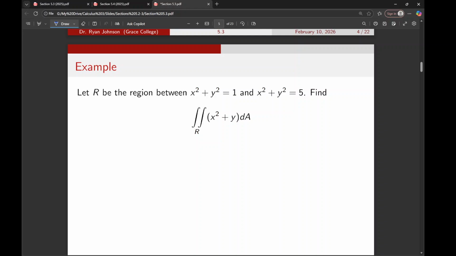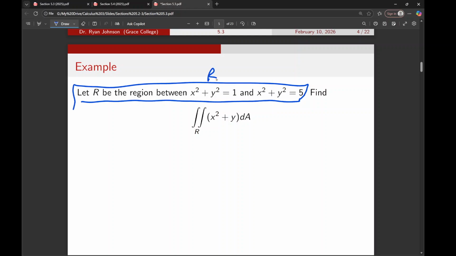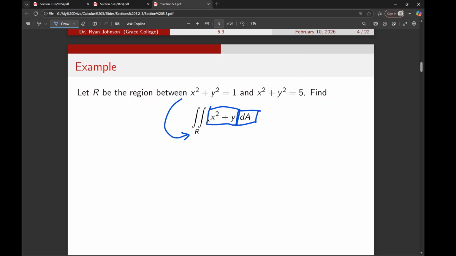So let R be the region between here and here. That's all region stuff, so that goes there. Then you also got to switch this thing to polar, and convert this guy. Okay, so let's convert these equations to polar. Well, this is a pretty simple one. r squared equals 1, so r equals 1, and r squared equals 5, so r equals square root of 5.